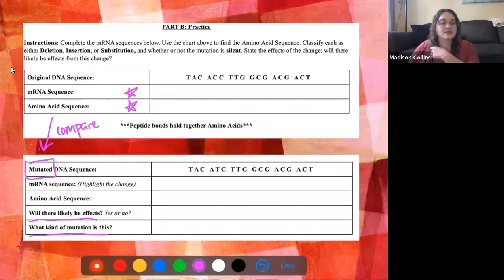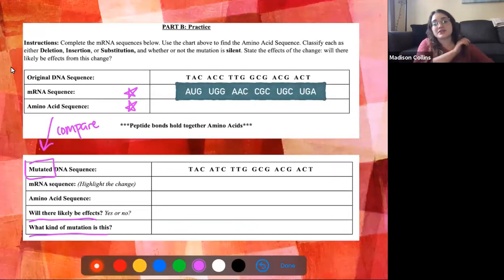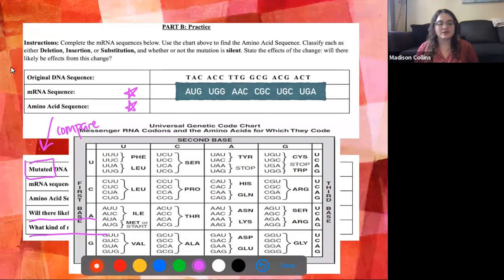So the first thing I want you to do is actually pause this video and tell me, what is the mRNA sequence of this original strand going to be? Press play when you're ready to review it. So that original mRNA sequence you should have gotten is AUG, UGG, AAC, CGC, UGC, and UGA. Right? Now, same thing, pause this video and figure out what amino acids that sequence codes for.